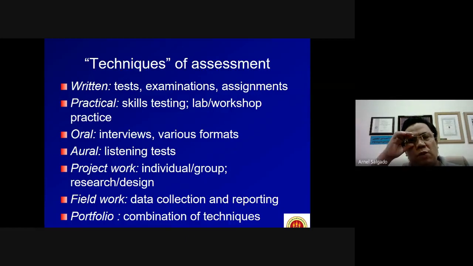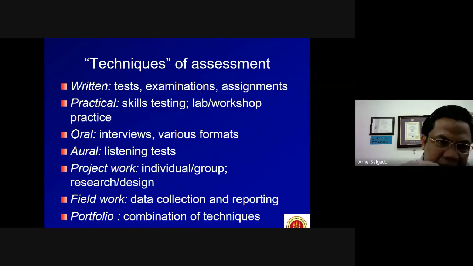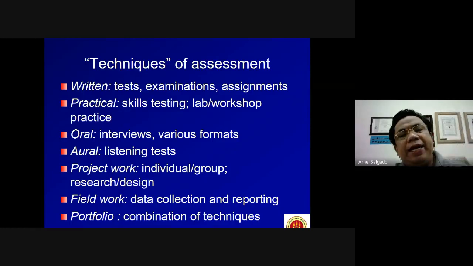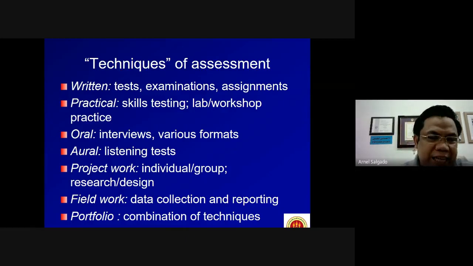Another form of practical will be workshop practice. So the students will be given a task to do, and they have to do it in a matter of time. That's practical assessment. Okay. Then oral assessment. I'll give you recitation.